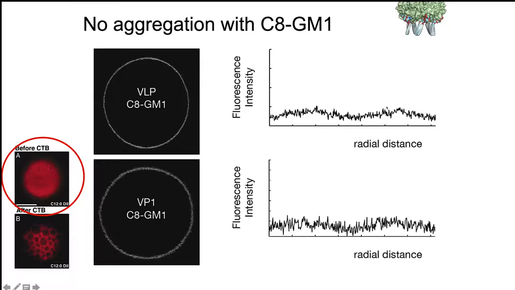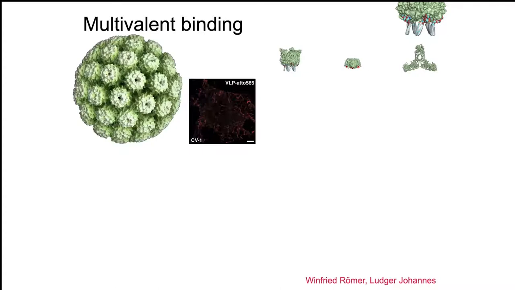So it seems that we have a step where we cluster GM1. This leads to lateral phase separation, where all the viruses come together, and then one by one, they can then deform the membrane and fit into this tube that's formed inside the cell. And we then ask whether these tubes that we saw in cells could also be formed by the cholera toxin with a similar organization of binding sites or a GM1 antibody.